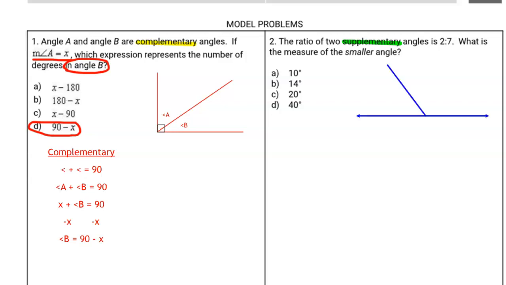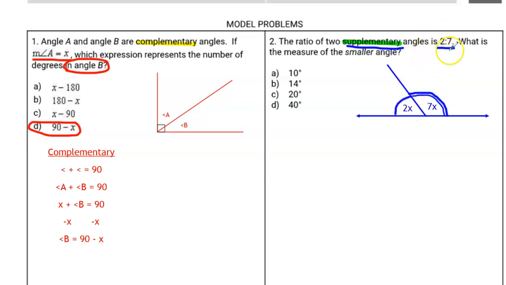All right, based on this word supplementary, I knew that the two angles must form a straight line, and they must be adjacent to each other, so I drew this diagram to represent that. And it says the ratio of two supplementary angles is 2 to 7. What that means is, whatever this angle is, it represents 2 parts, and whatever this angle is, it represents 7 parts. There's another way to write out this algebraically, and I'll show you right now what that is.